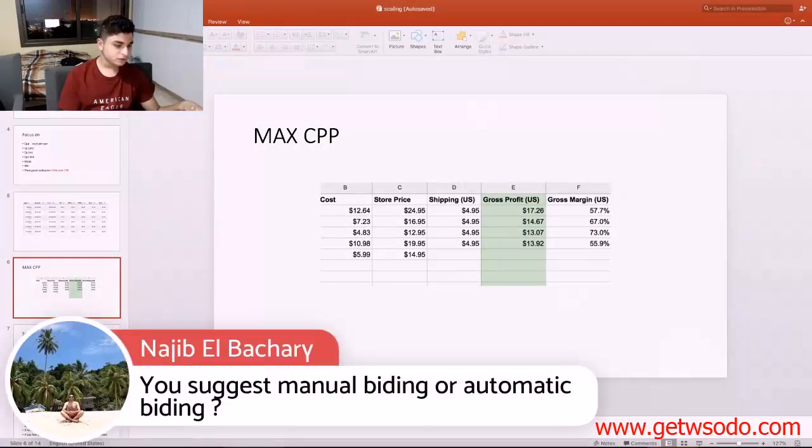You suggest manual or auto bidding? Auto for testing, manual for scaling. I'll explain scaling now. We did not reach any of that part. So all what I've been talking about so far is auto.